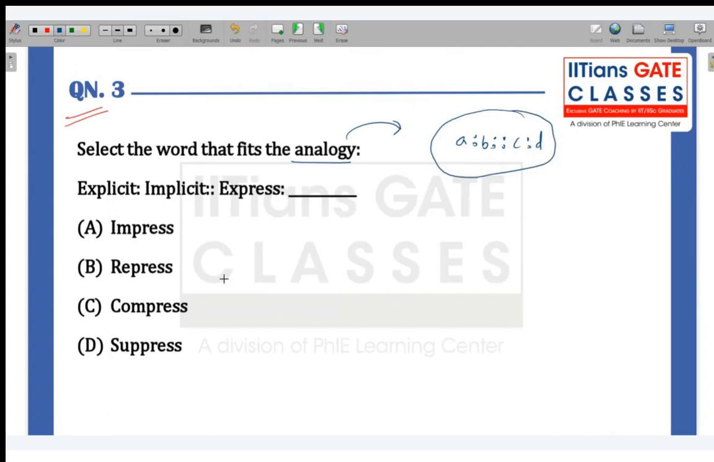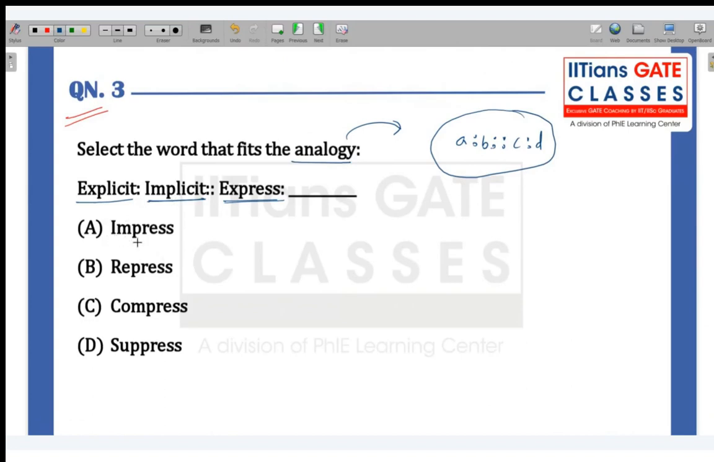So explicit is to implicit. Okay, we have to find here which option suits better for express. Okay, according to the first word relation, right? So you see here, explicit is related with implicit. Okay, therefore express will be related with what? So you see here, option A is impress, option B is repress.